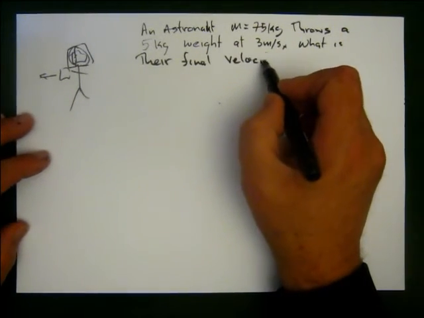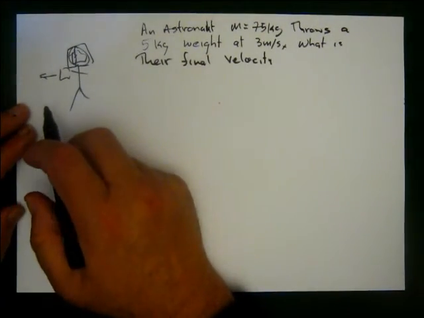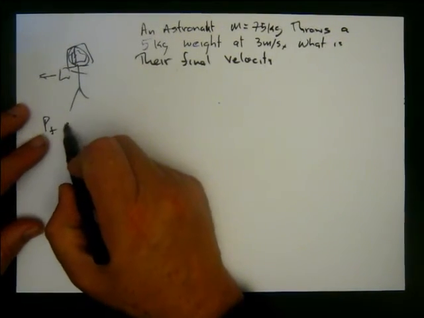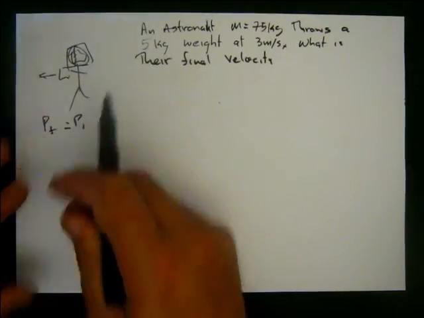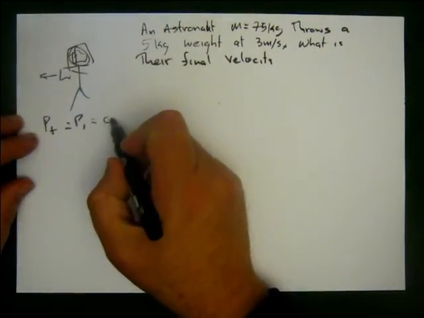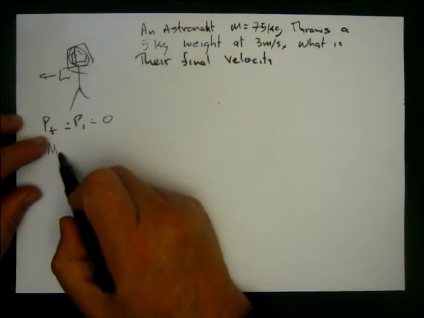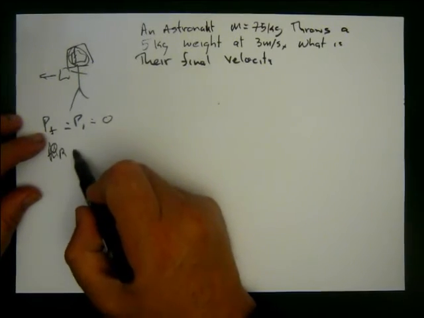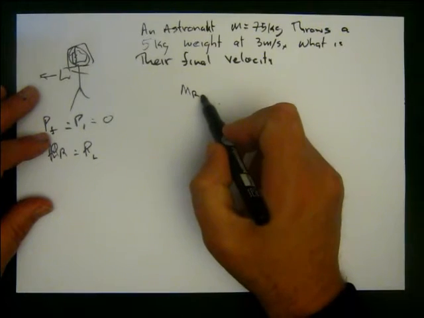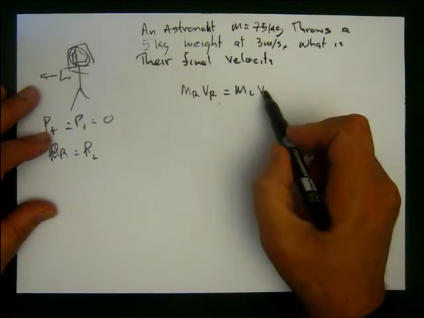So it's the same thing we were just doing before. What we have here is P final equals P initial, but because the astronaut was standing there with the weight, ready to push off, that's going to equal 0. So this means momentum right, or P right, equals P left. So MR VR equals ML VL.